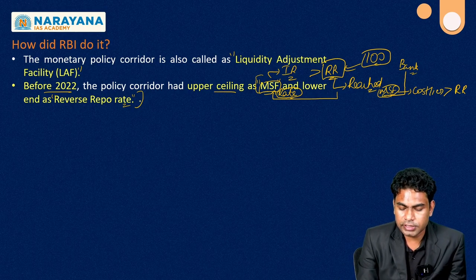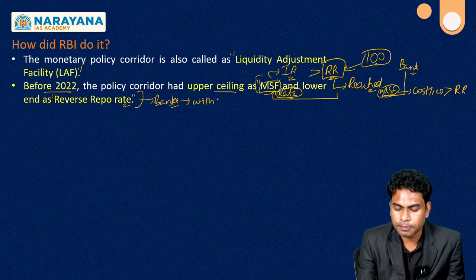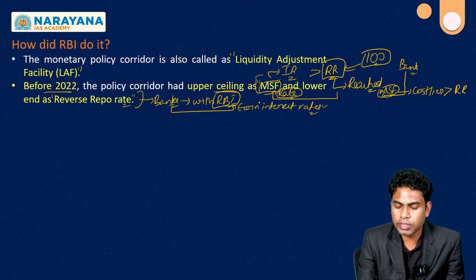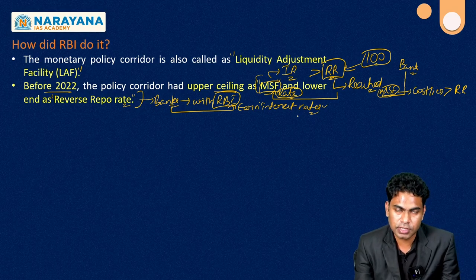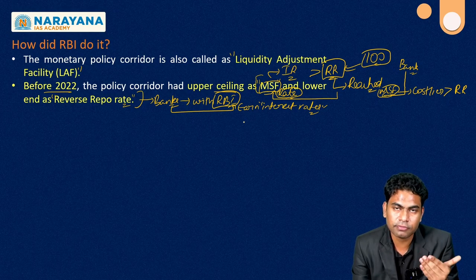Whereas reverse repo rate is the rate at which banks park their excess or surplus liquidity with RBI. So they park their money with RBI in order to earn interest. Obviously, this rate is lower than the repo rate, MSF, etc. Because if this is higher, then obviously banks will prefer to deposit their money with RBI rather than borrow money from RBI to earn money by lending that money to the consumers.